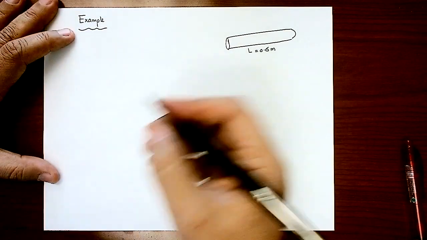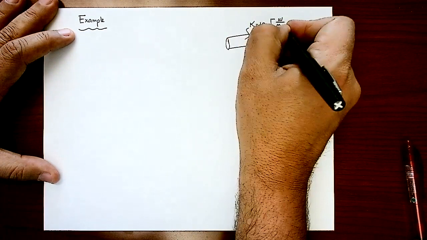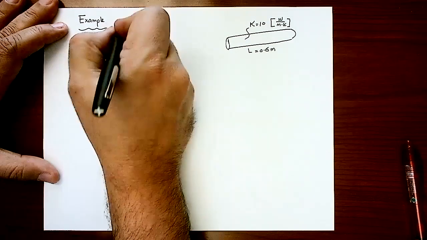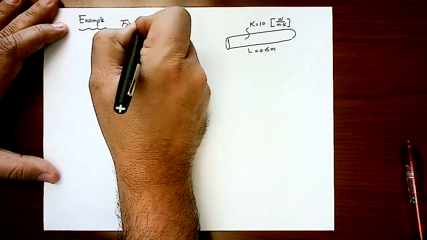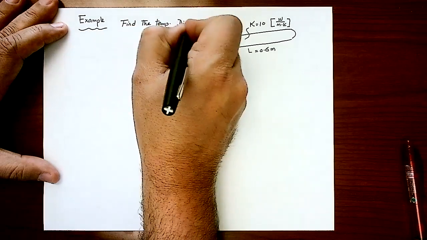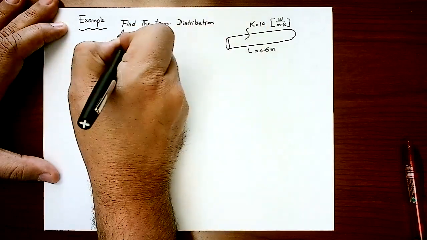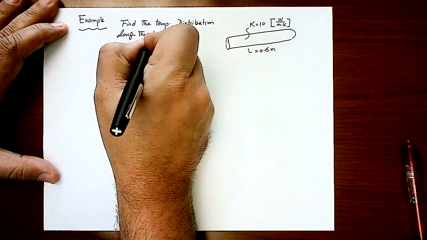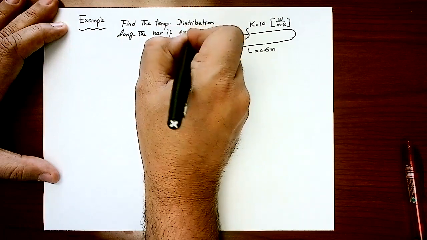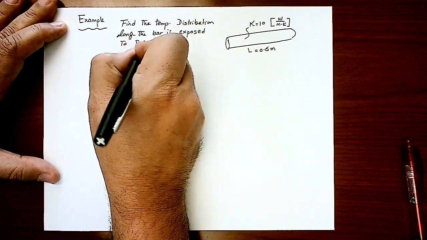And this bar is made of material that has a thermal conductivity of 10 watt per meter Kelvin. And I would like to find the temperature distribution along the bar if exposed to boundary conditions as follows.